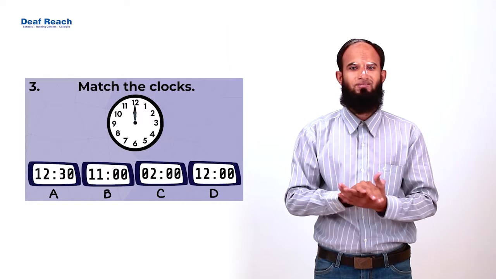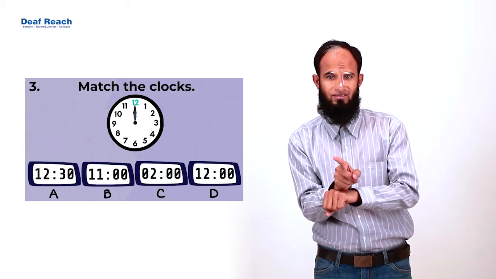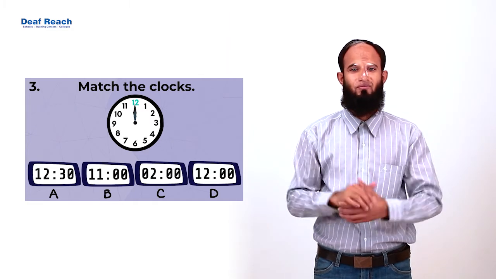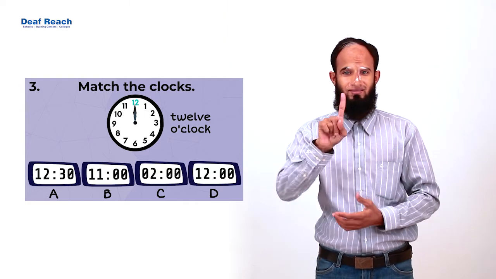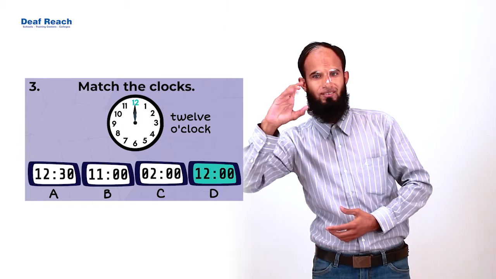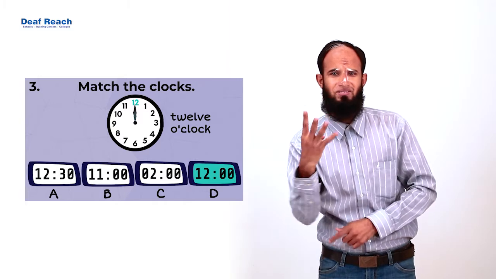Next, both the hour and minute hands are pointed at 12. So the time is 12 o'clock. This is the same as digital clock D.